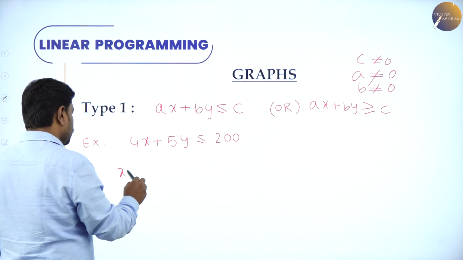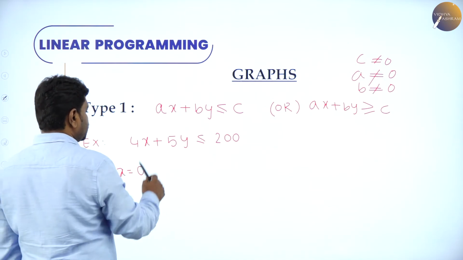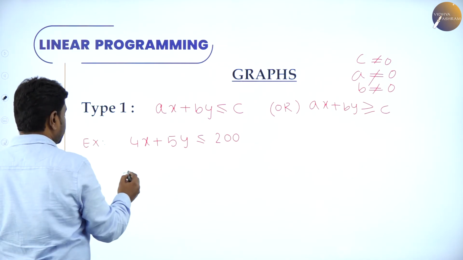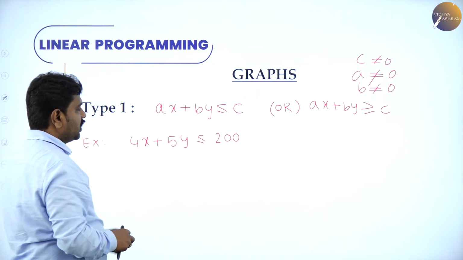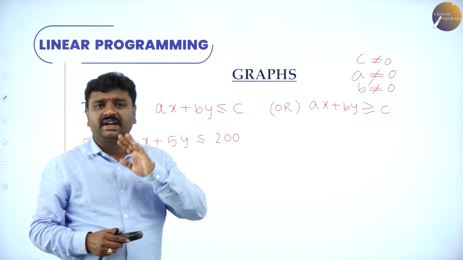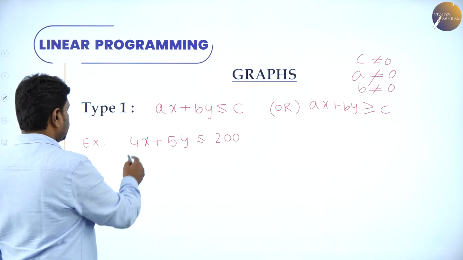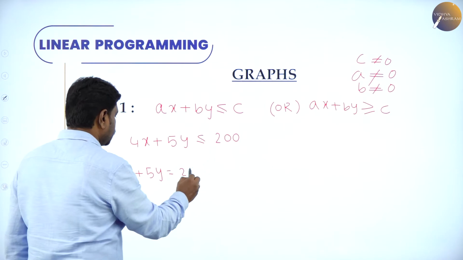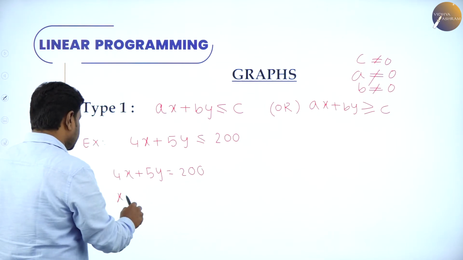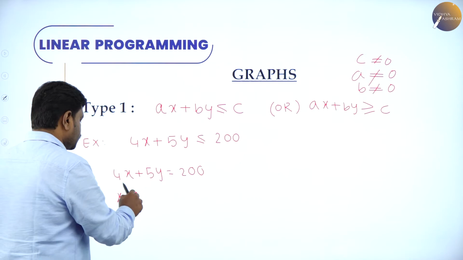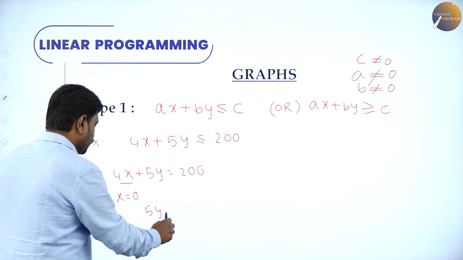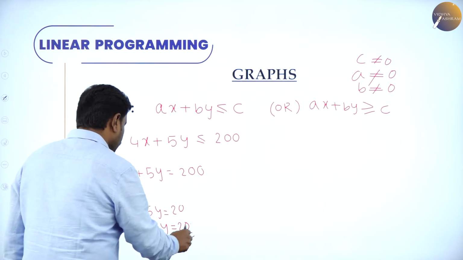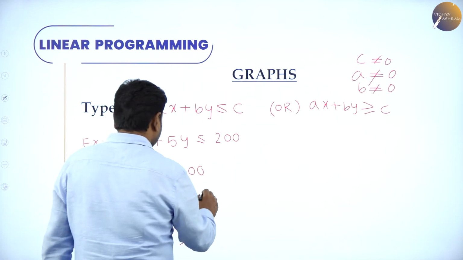So now I'll put x equal to 0. Before I start solving, let me guide you. Whenever they give an inequality like less than or equal to, take equal to. To draw the line, I'll take 4x plus 5y equal to 200. Now in the place of x put 0. When you put x equal to 0, 4x becomes 0 and 5y is 200, so the y value will be 200 by 5, which is 40.